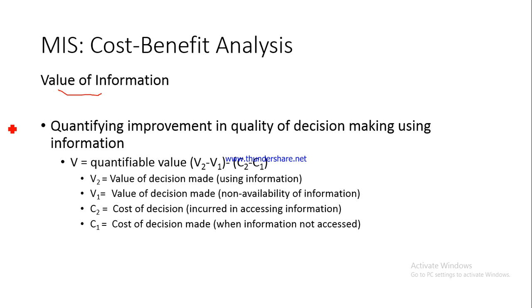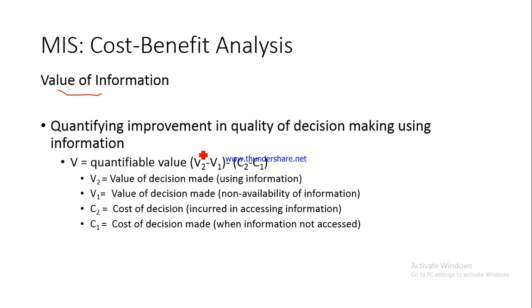Please understand this particular formula. Basically we are quantifying the improvement in quality of decision making using the information. So in MIS, you are getting the information, and then you are using it to make a decision, right? Let us try to measure the improvement in the quality of decision just because you have access to richer information, because you have implemented MIS or you are planning to implement MIS. So this is what we are trying to find out, what is the value of information.